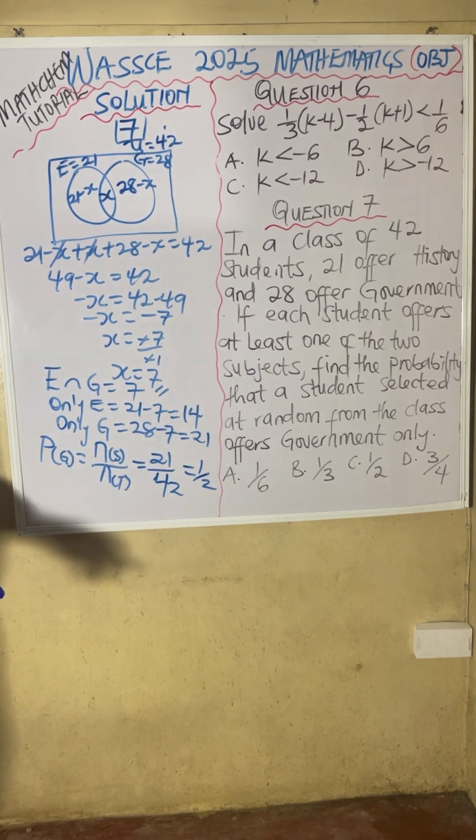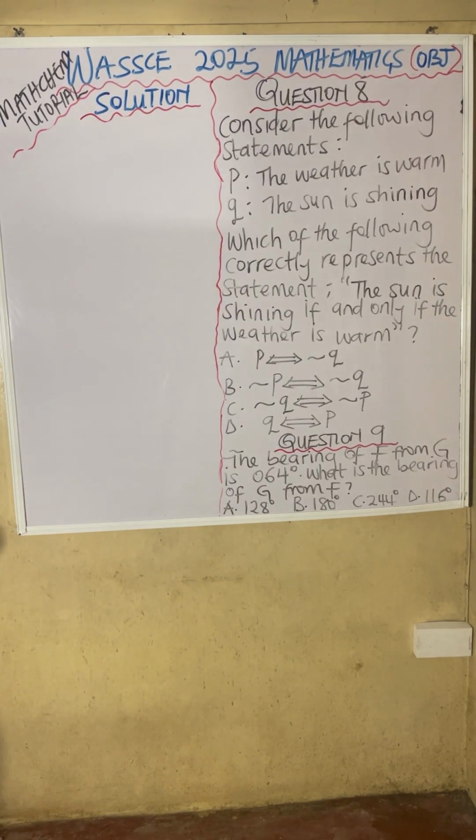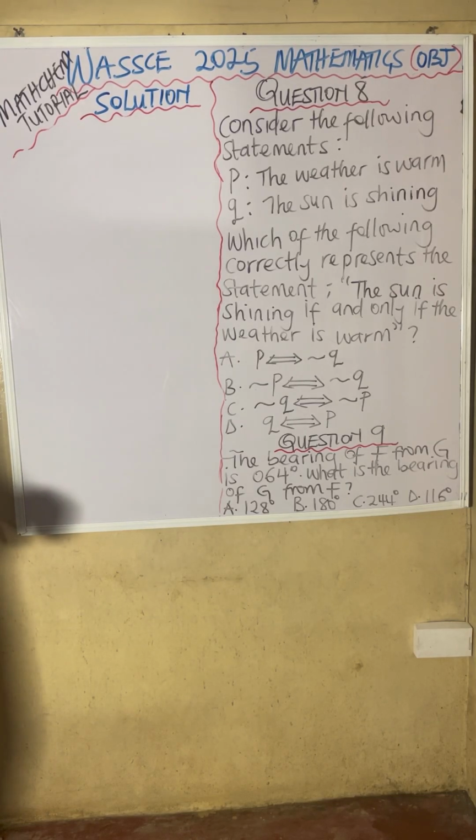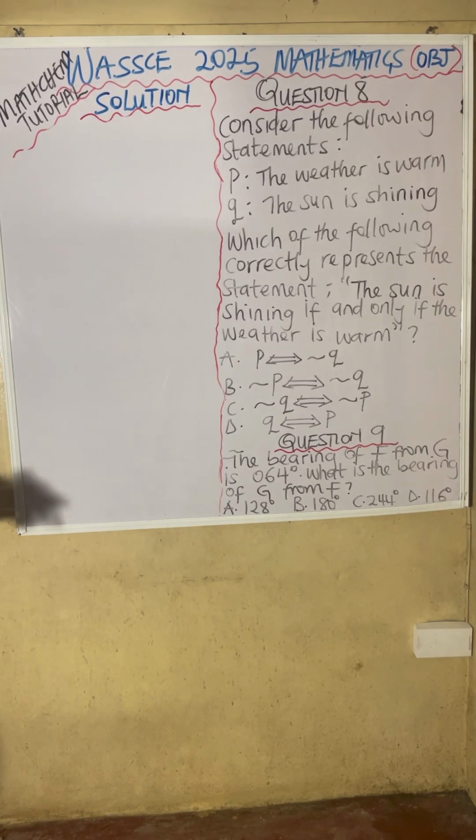And let's move to question number 8. Question number 8 says to consider the following statements. Statement P says the weather is warm. That's statement P. Q says the sun is shining. Which of the following correctly represents the statement: the sun is shining if and only if the weather is warm? Now look at the combination of that statement.